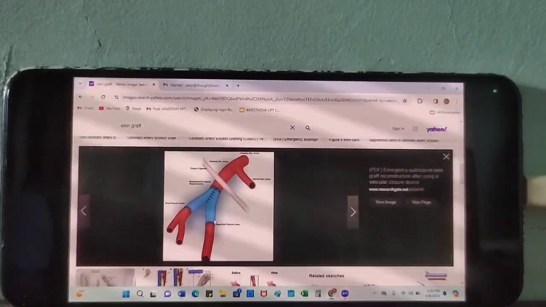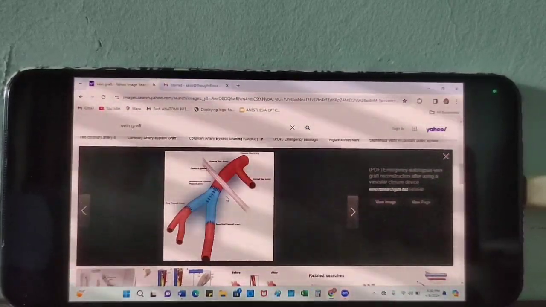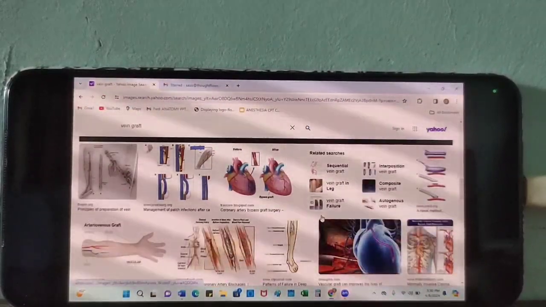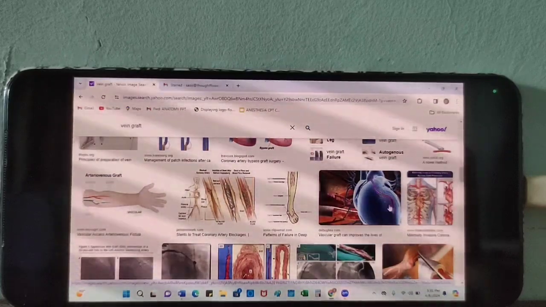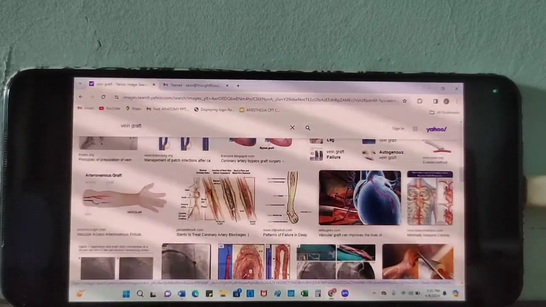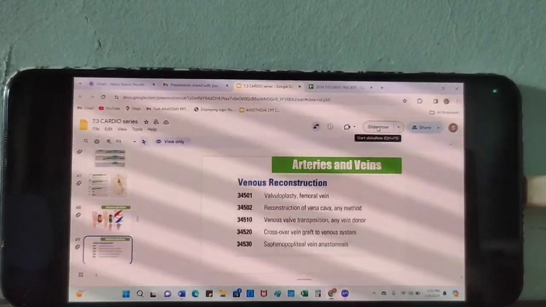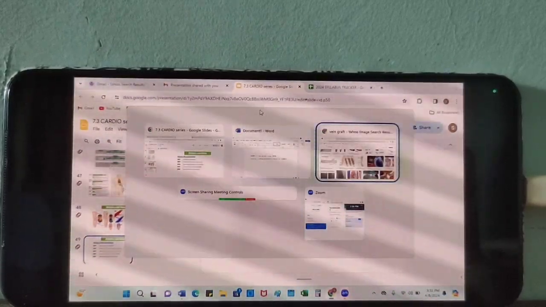See that grafting. Okay, harvest from one location and place in another location. Harvest from one location, from the upper extremity, or the bypass graft is also one of the grafts. Harvesting from the upper or lower extremity and making a connection in the coronary. So grafting. For venous graft, go for 520. For valve transposition, one minute, I'll show you.